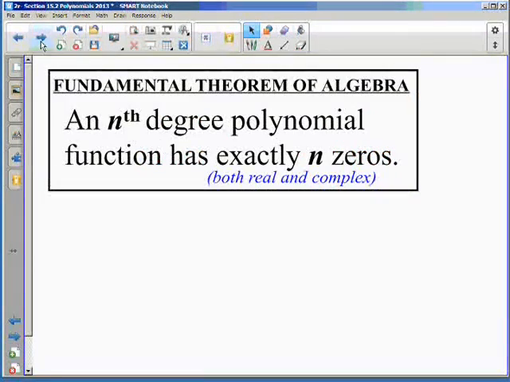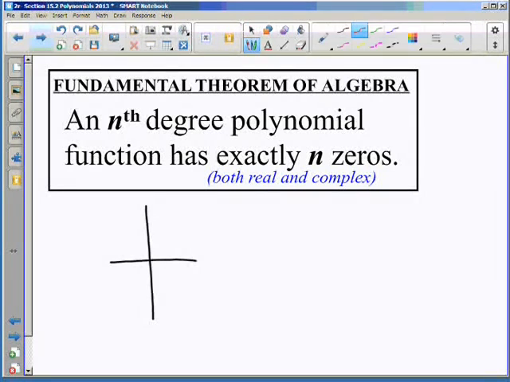We get to something called the fundamental theorem of algebra. What it states is that an nth degree polynomial function has exactly n zeros, and this means there are n values of x you can plug into the function that make the graph cross the x-axis, or the whole function equals 0. So if you have a linear equation at degree 1, you would see that the line crosses the x-axis in exactly one place, and actually that would be a real 0.